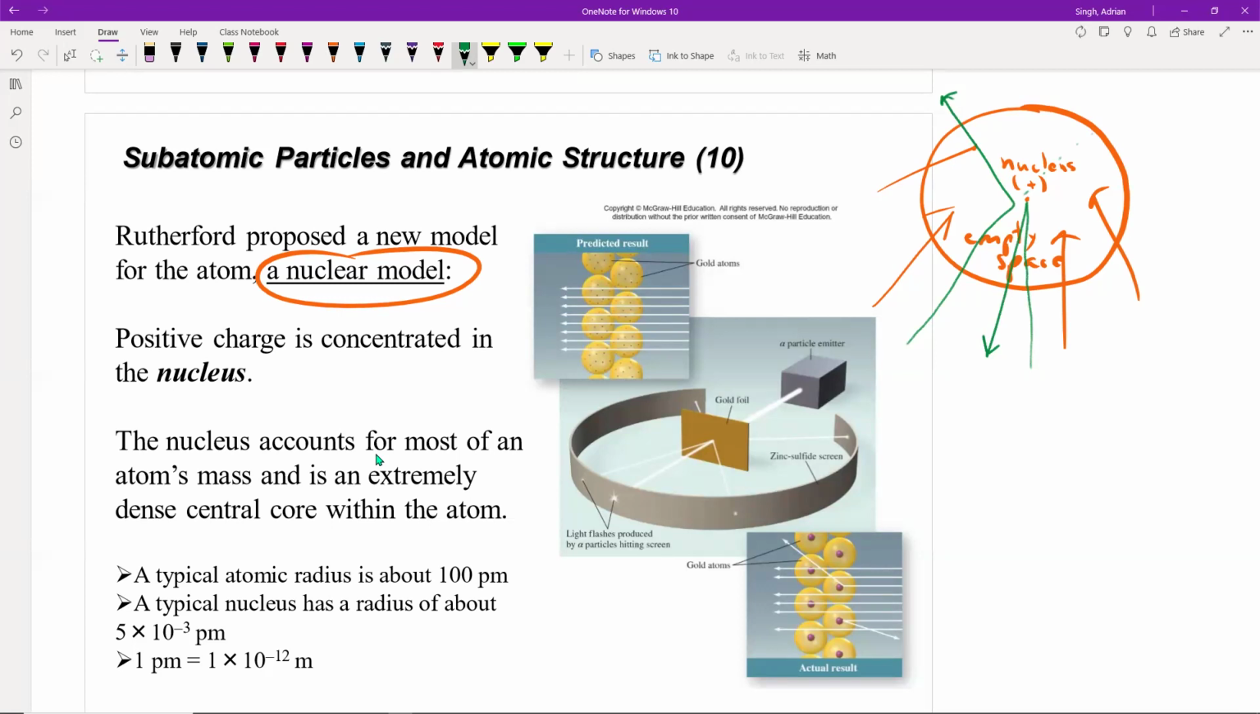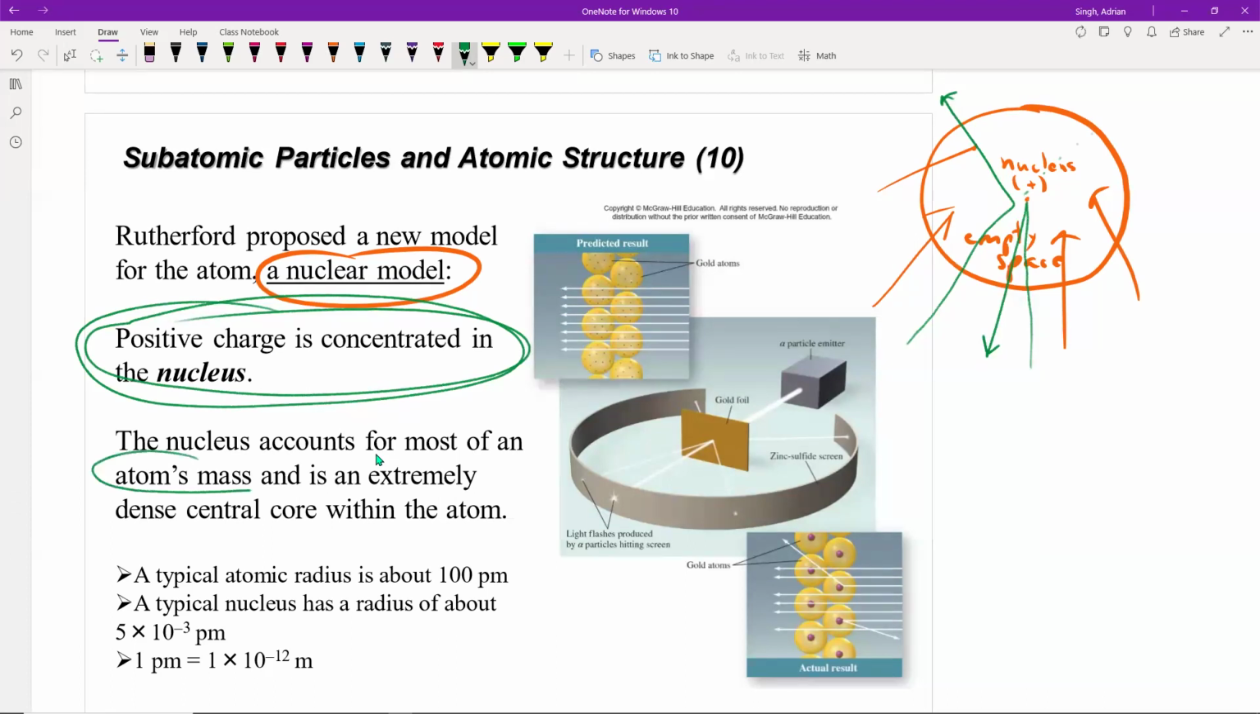And that suggested then that this tiny region in the nucleus had a positive charge associated with it. And that's where all that positive charge is concentrated. All of it is found in that nucleus. So the nucleus accounts for most of the atom's mass. So it's very, very, very dense. So lots of mass in a small volume.